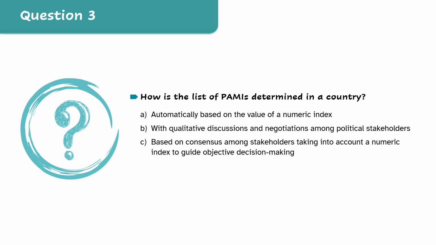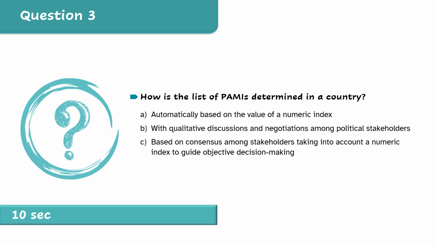Question 3. How is the list of PAMI determined in a country? A. Automatically based on the value of a numeric index. B. With qualitative discussions and negotiations among political stakeholders. C. Based on consensus among stakeholders taking into account a numeric index to guide objective decision-making.